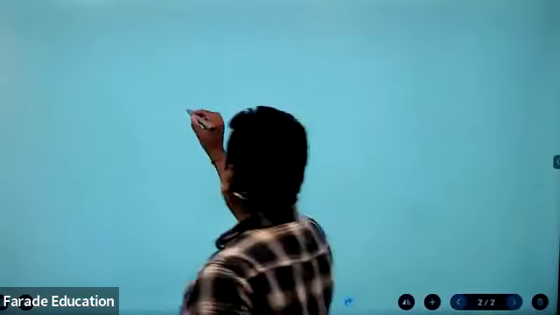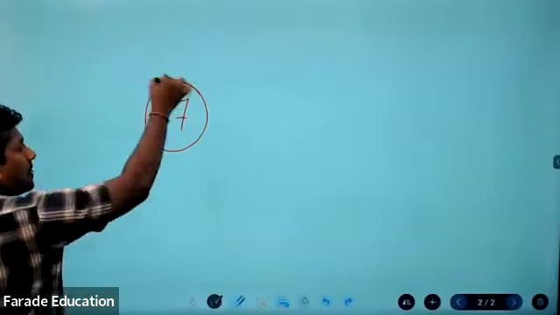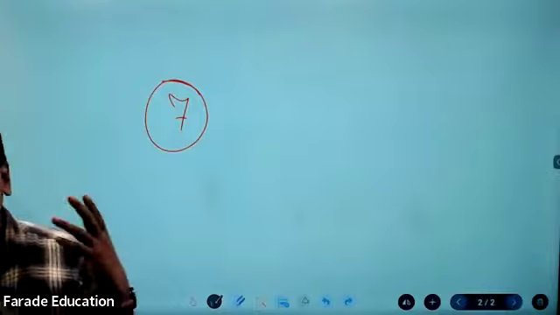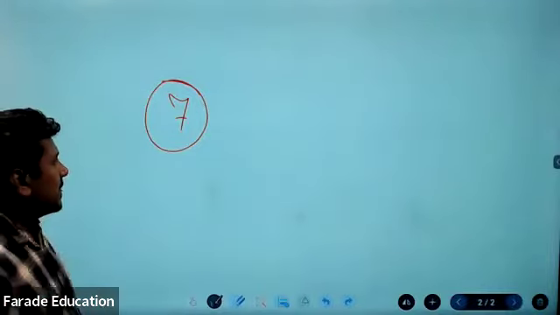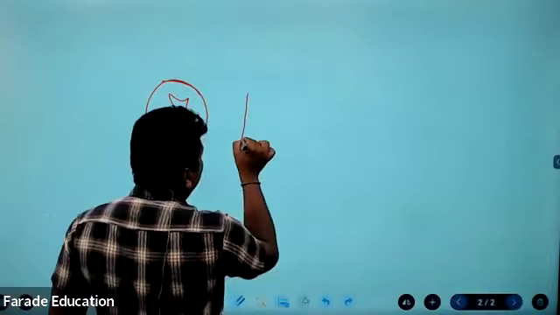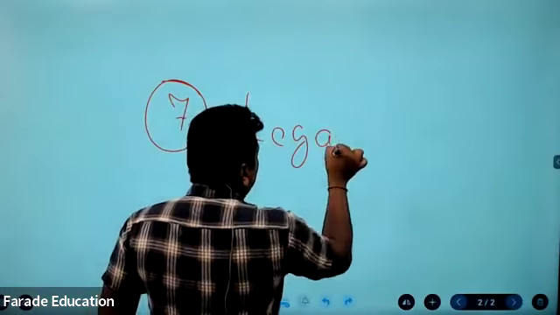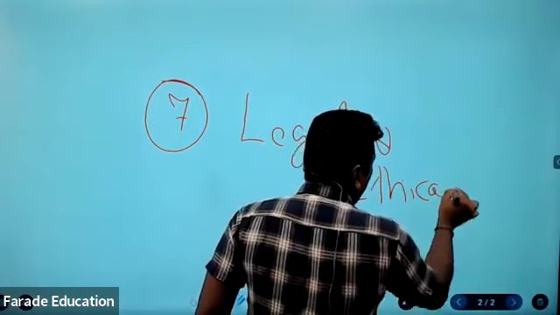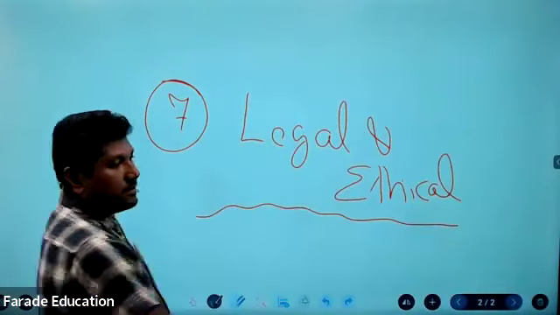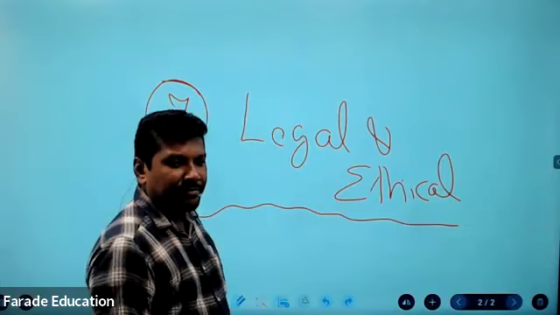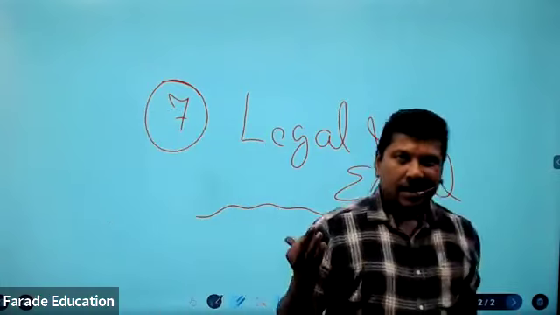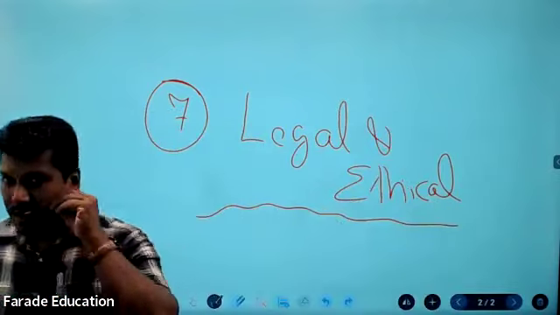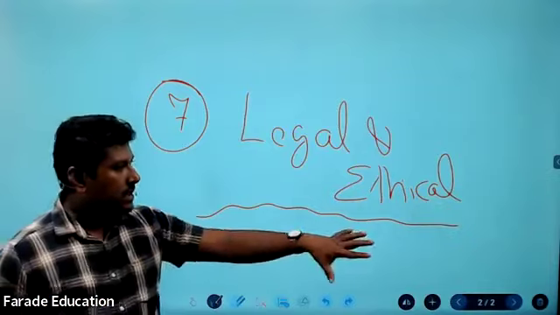Number 7. This is the last issue that we are going to discuss about the issues related to biology: solving some legal and ethical issues. This is not so common, but very interesting and important.